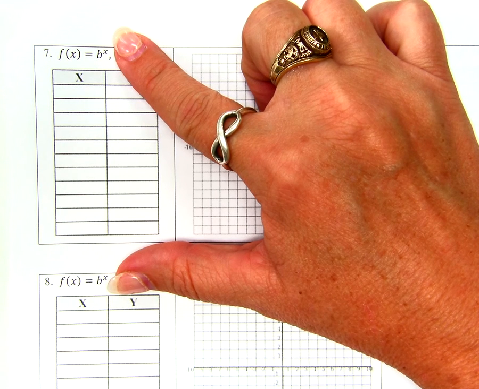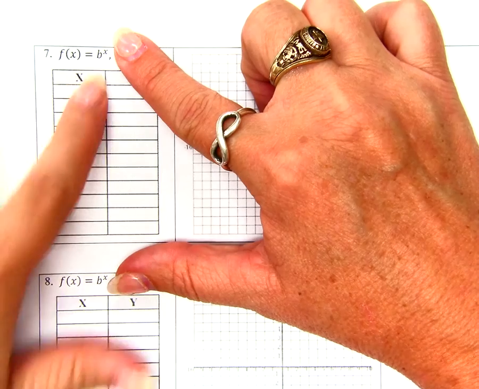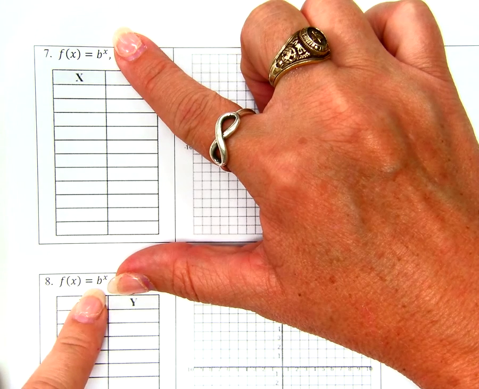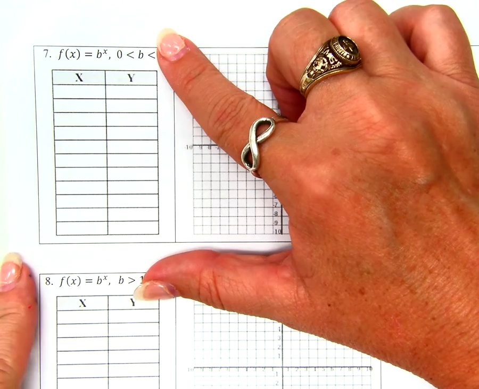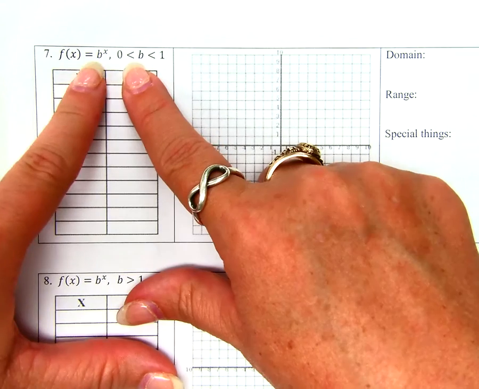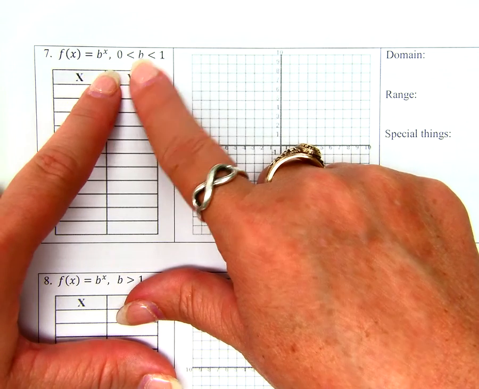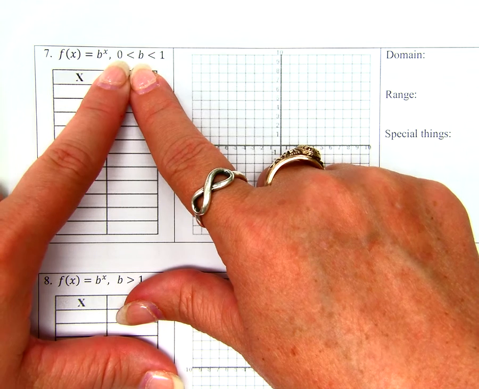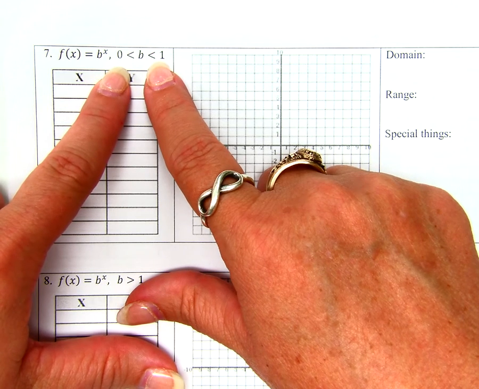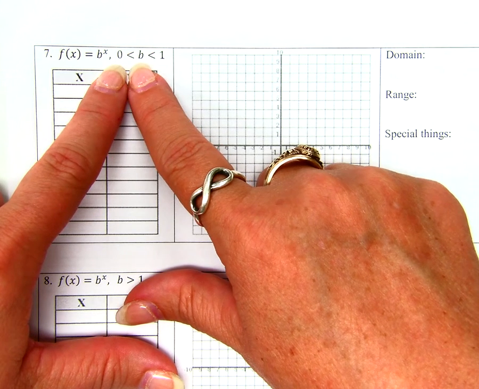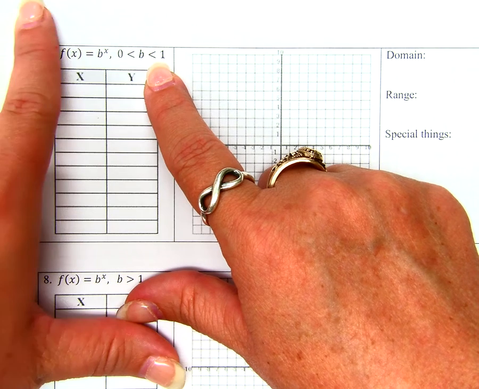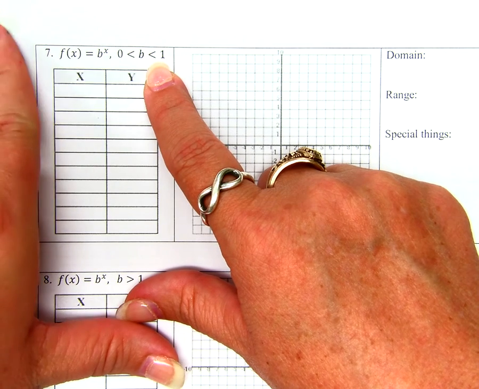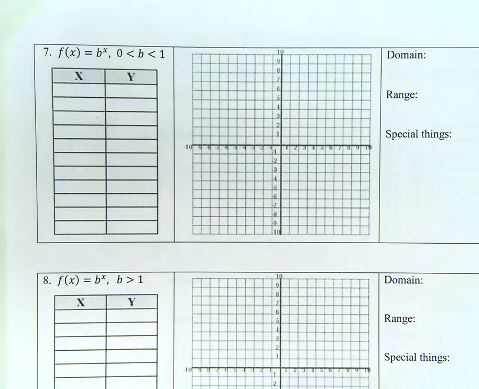They're the same, right? The equation for 7 and the equation for 8 are the same. What do I have covered up? The restrictions, right? For the top one, y equals b to the x power, b has to be what? Greater than 0 and less than 1. What's another way to say that? Like in English, how could we say that? Like between, right? Between 0 and 1.